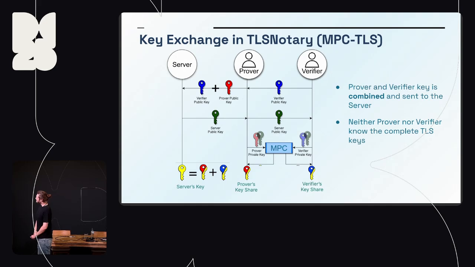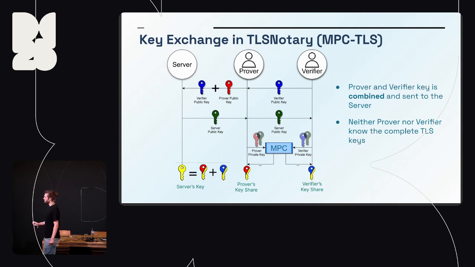Okay, let's quickly go through here. The verifier comes up with some ephemeral public key and sends it to the prover. The prover adds his public key to it and sends it to the server. Now the server can derive the ECDH secret, the pre-master secret. Then he also sends his public key over to the prover, who forwards it. And now prover and verifier, each on their own, can come up with an ECDH share of the secret.